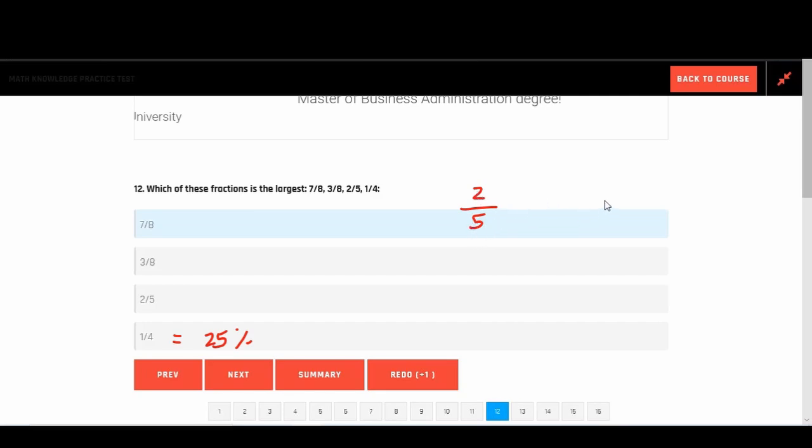2 divided by 5 looks like this. Again, we ask ourselves, how many times does 5 go into 2? It doesn't. We have to add a 0. By adding that 0, we bring up a decimal. How many times does 5 go into 20? That's 4 times without going over. 5 times 4 is 20. We subtract. So we know 2/5 is 40%.